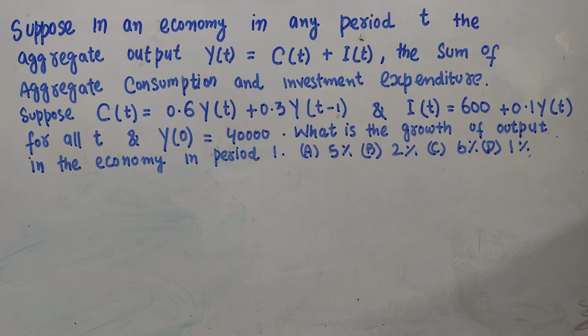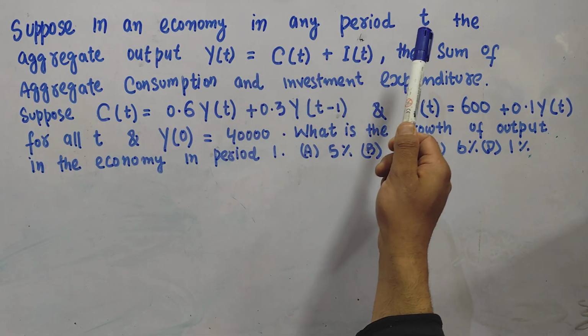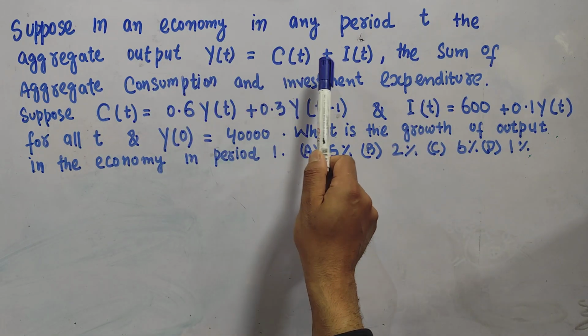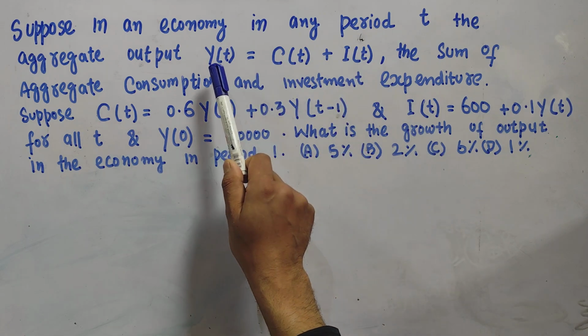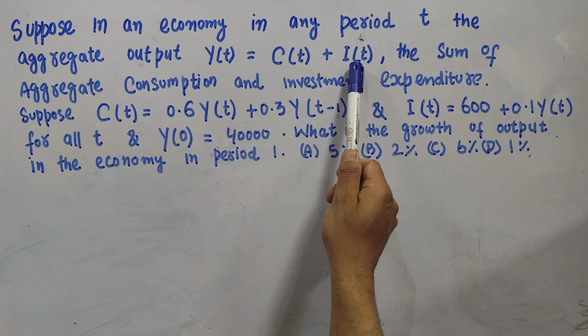In this video, we will learn how to find out the growth rate of an economy given the consumption and investment expenditure. Suppose in an economy, in any period t, the aggregate output, that is yt, is equal to ct plus it, that is, the aggregate output is the sum of the consumption expenditure and investment expenditure.